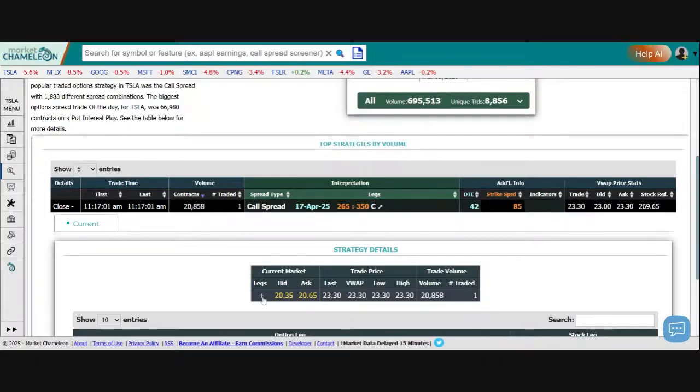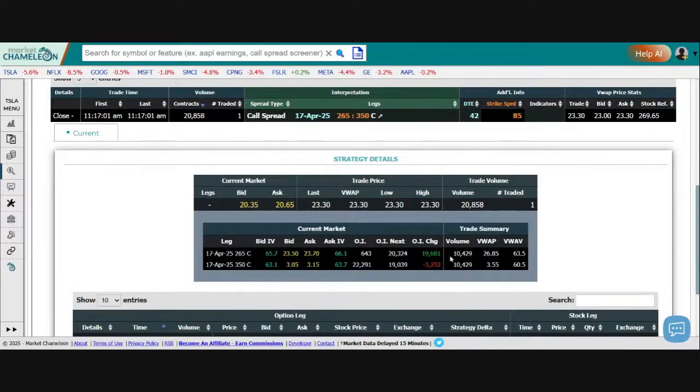And if we open up these legs, now we could see something different here. So what we see here is that the open interest on the 265 call, right, went from 643 to 20,324. It's up 19,000. Which is way higher than this volume. And then we see that the 350 call, the volume decreased by 3,500.